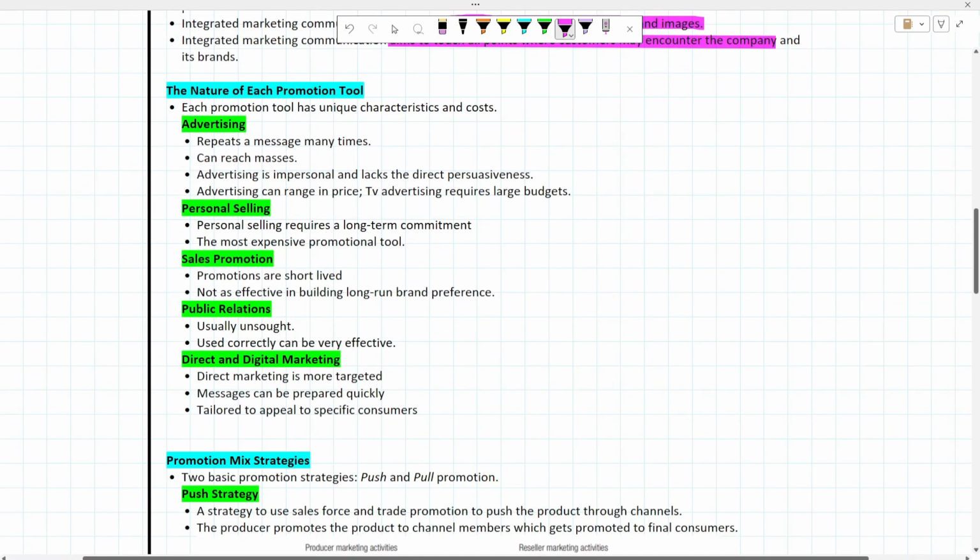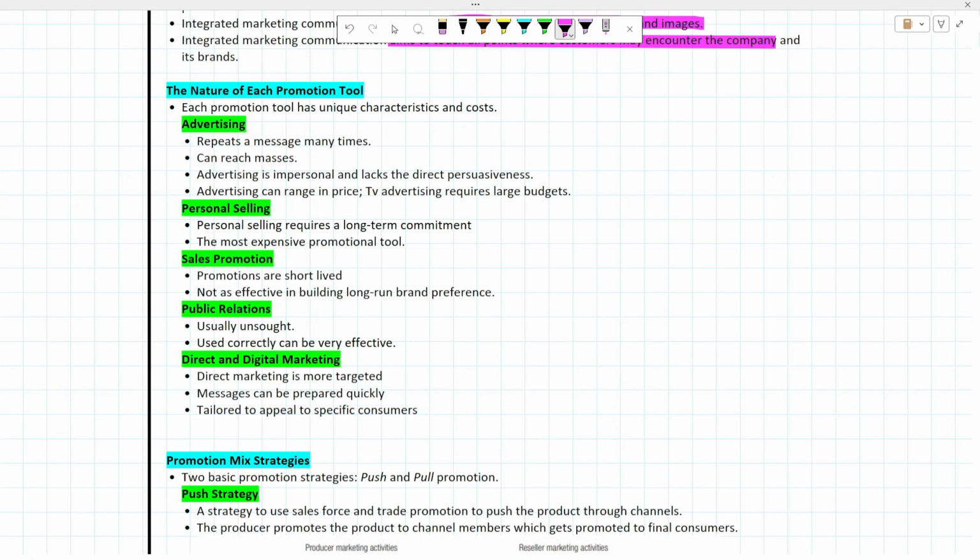So the nature of each promotional tool. Each promotional tool has unique characteristics and costs. Advertising repeats a message many times and can reach masses. Advertising is impersonal and lacks direct persuasiveness. Advertising can range in price, where TV advertising requires a large budget. Personal selling requires a long-term commitment. The most expensive promotional tool is personal selling.